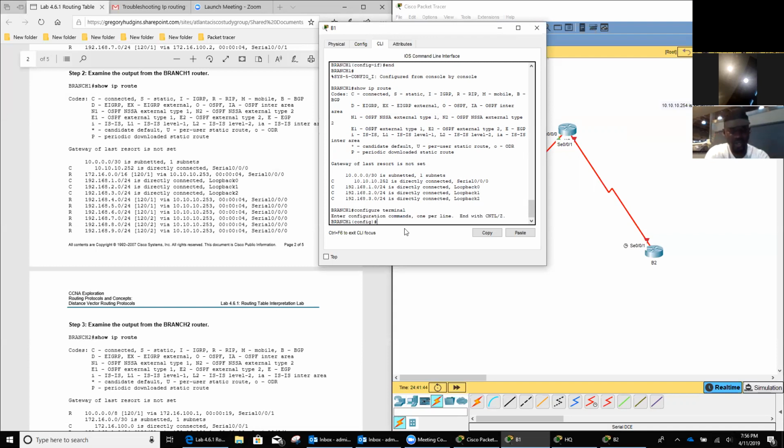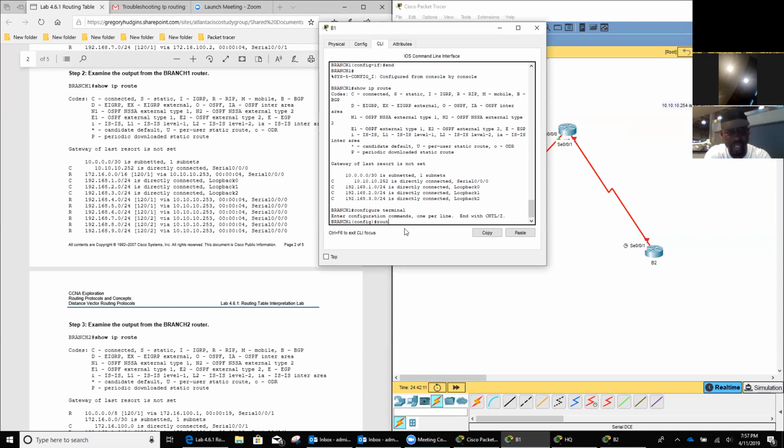Okay. So that's why it shows you under connected 10.10.10.252 as the actual network address. Right. Okay. So when you look at the other routing protocols, it'll be different. That's just how RIP works. RIP's old, so it hasn't mastered all the information yet. Okay. So configure RIP.